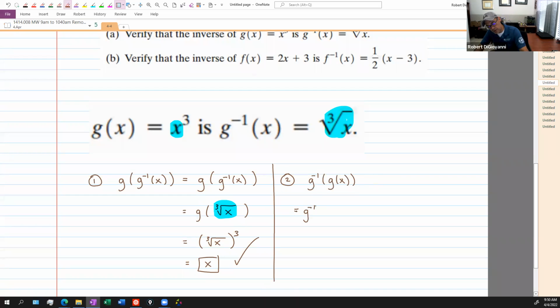So g inverse, I'm going to plug in the g function. The g function is x cubed, and then that gets plugged into the x of the inverse function. So I will now take the cube root of that, the cube root of x cubed. And this is like the reverse of this. I'm taking x cubed and taking the cube root. Again, they kill each other off and you just get x, which is exactly what I needed to show. Do y'all see that? Composition both directions winds up being x. Therefore, we have verified that they are indeed inverse functions. Any questions?